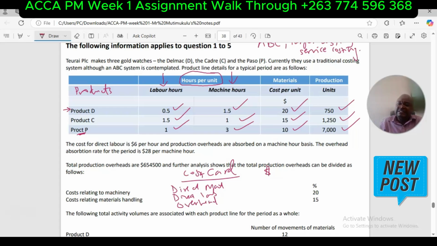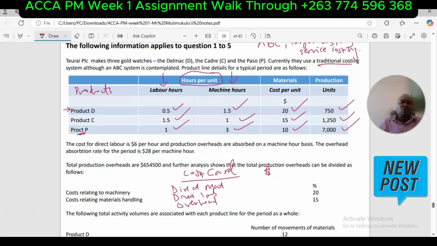We are told that they are currently using the traditional costing. So before you even look at the question, you must be having this type of mathematics taking place in your head. Why? Because you'll be having the background principles. All right, so let's finish reading the question.